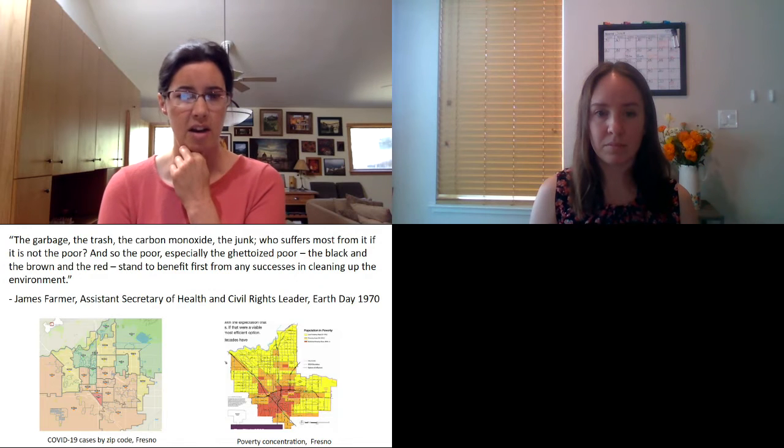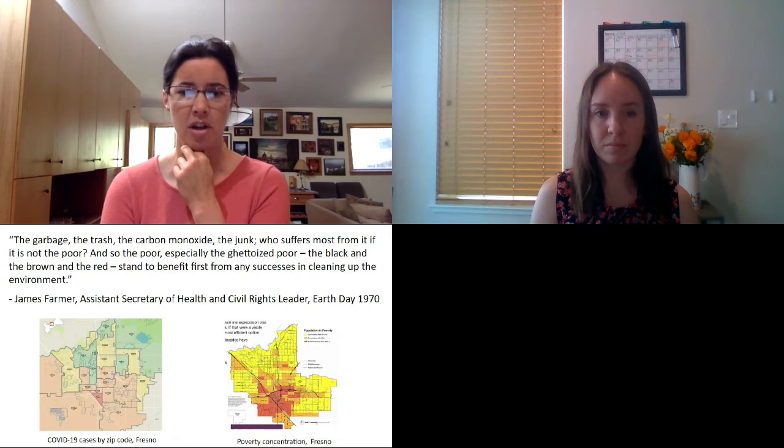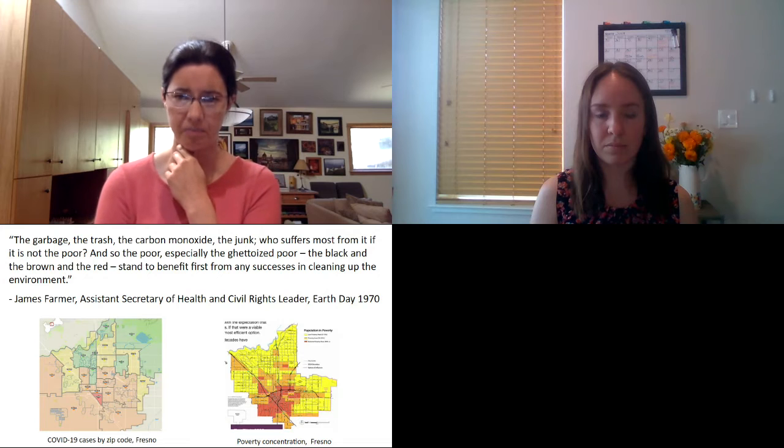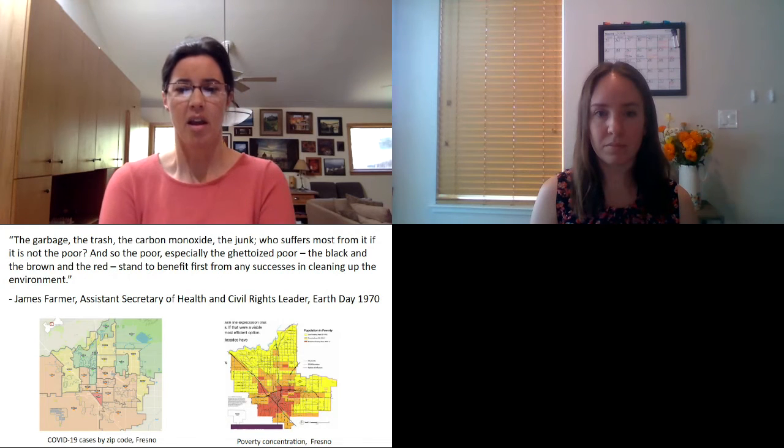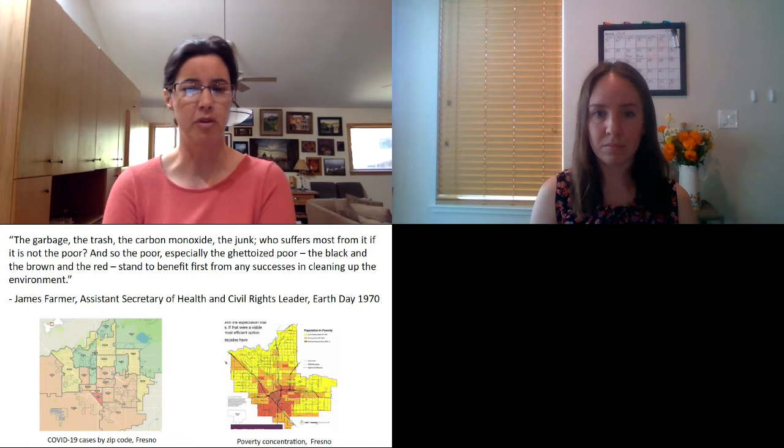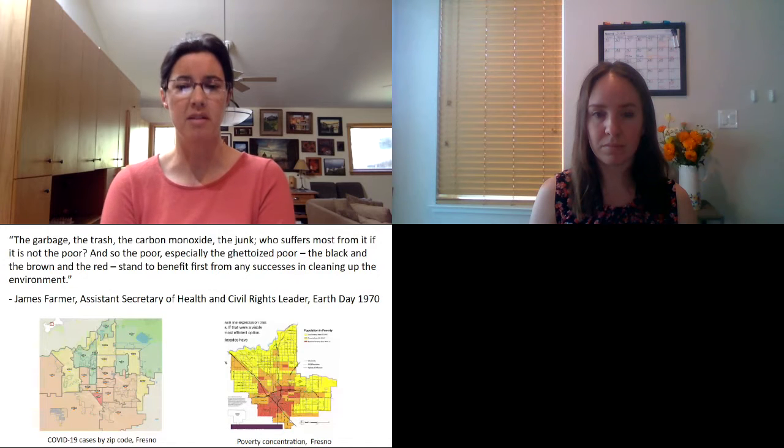And the hardest hit areas by COVID on the left map that you see in red and orange largely overlap with the areas of greatest poverty that we see in red and orange on the map on the right in Fresno. And so unraveling the relationship between race and poverty and pollution, and not just for African Americans, but for Latinos, indigenous peoples, other minorities, we know that this is complex, and it requires that we look through the lenses of the hard and the social sciences.